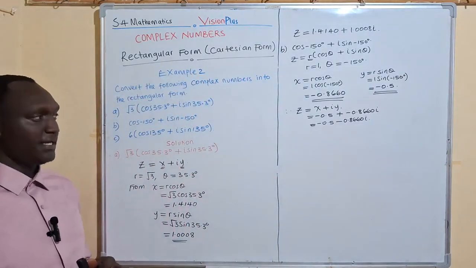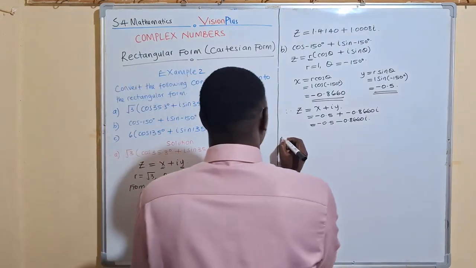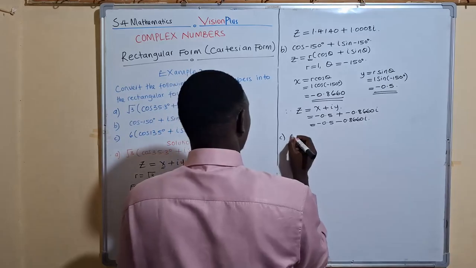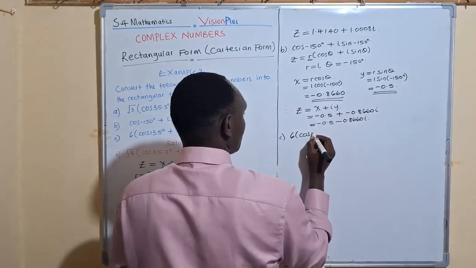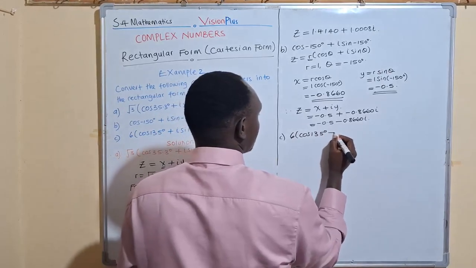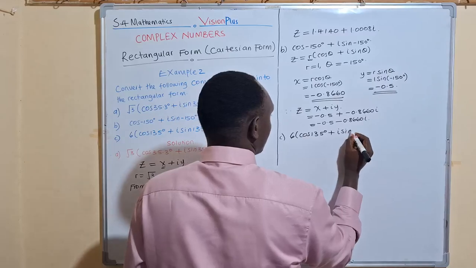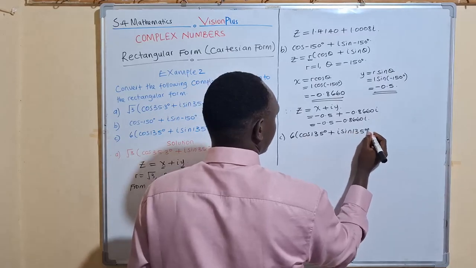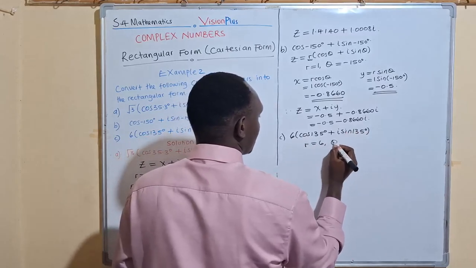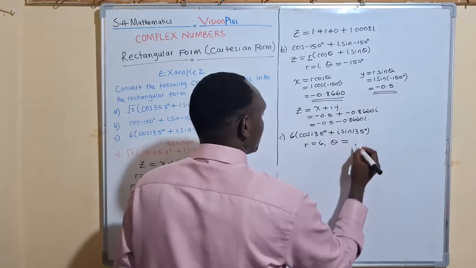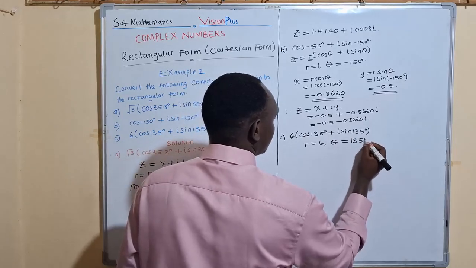Let us go to part C. Part C says that we are given the complex number in the polar form 6 times cosine of 135 degrees plus i sine of 135 degrees. What is r from here? Our r is 6. What is theta, the angle, which is the argument? It is 135 degrees.